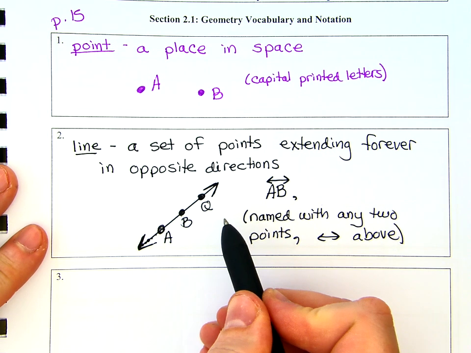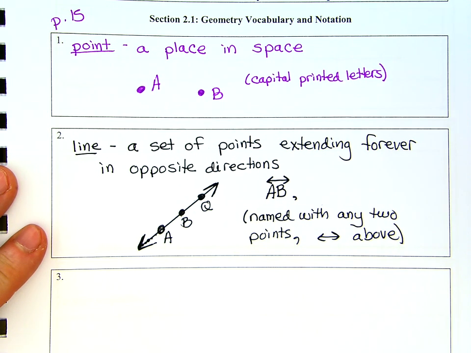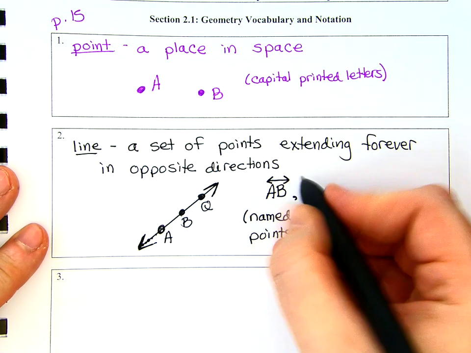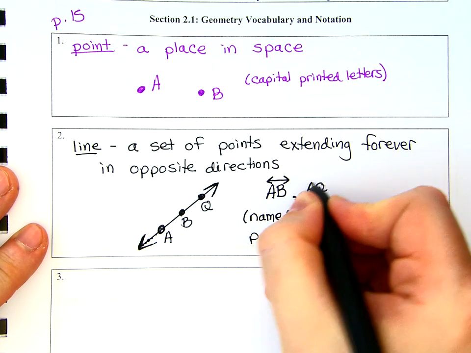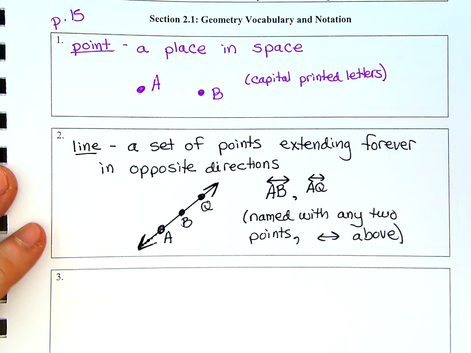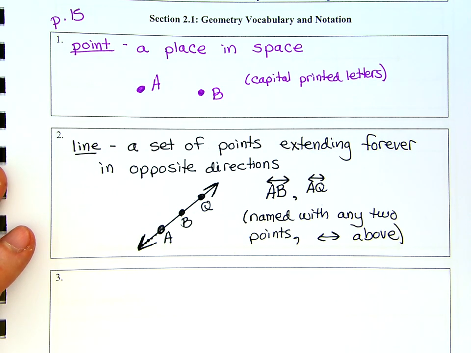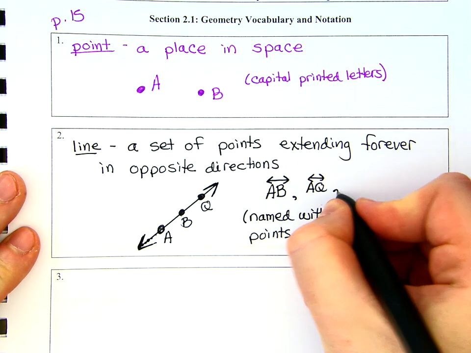Let's just do line. I name my line AB. I can name it other ways. I could name it AQ because those are 2 letters, 2 points on my line. Coda, can you give me another name? BQ.